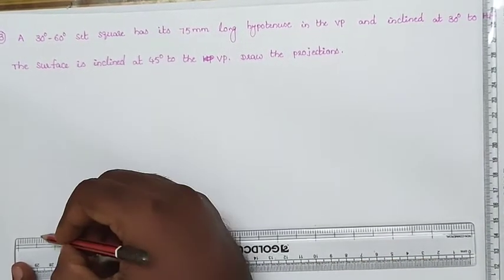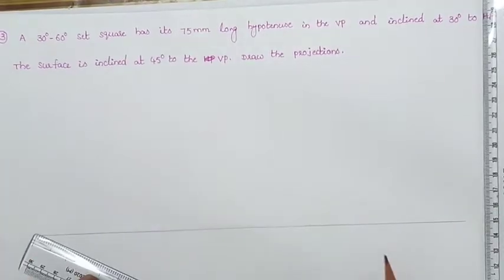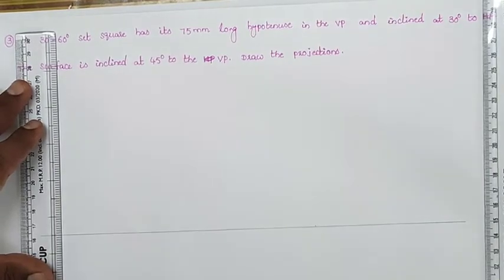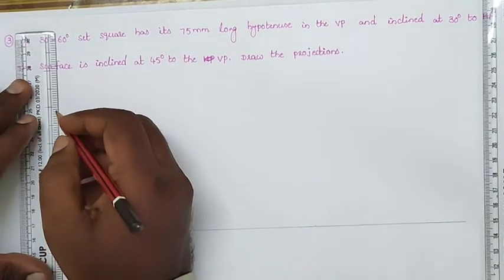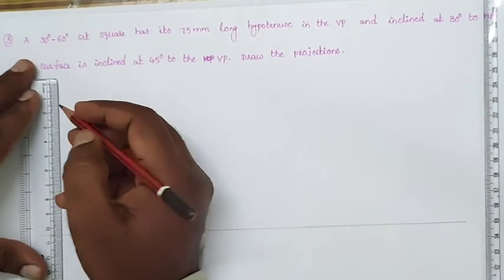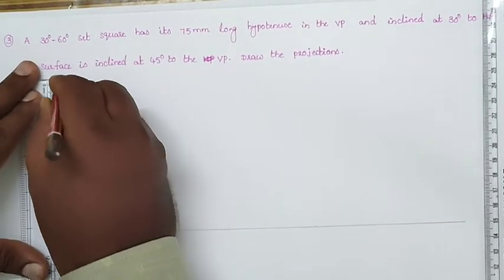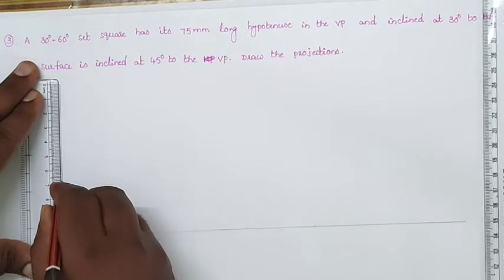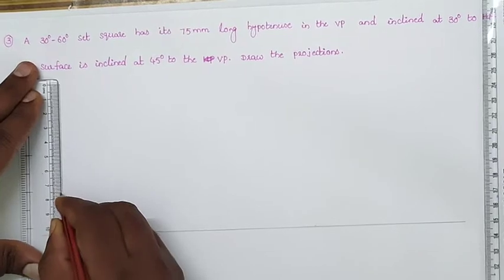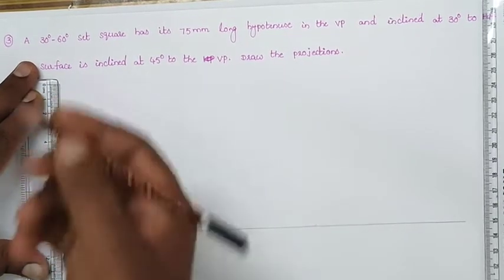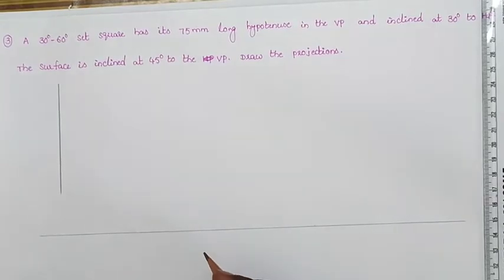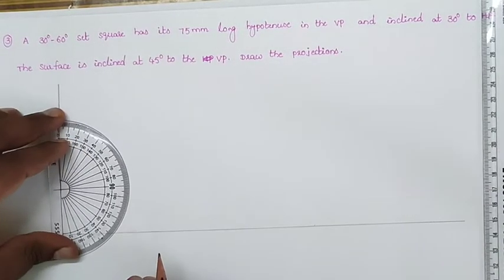In this position also we assume the plane surface parallel to the VP and draw the first front view of our diagram. First, with the length of 75 mm, we construct a box. We construct a hypotenuse of 75 mm, for the 30 degrees, 60 degrees set square.